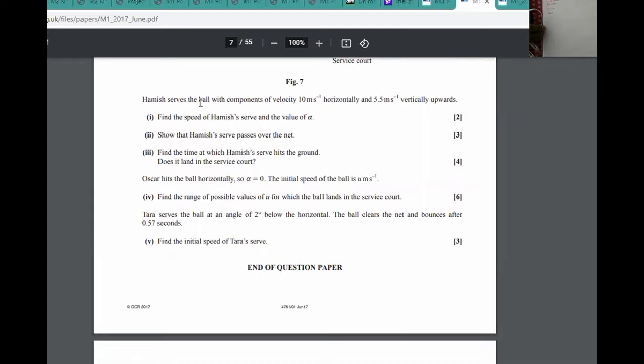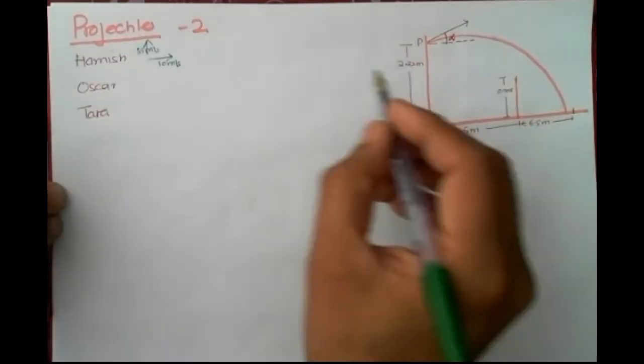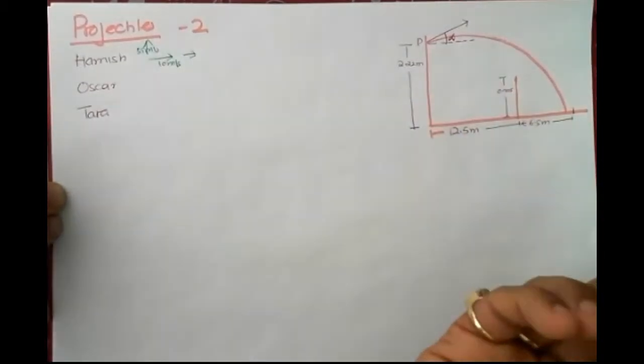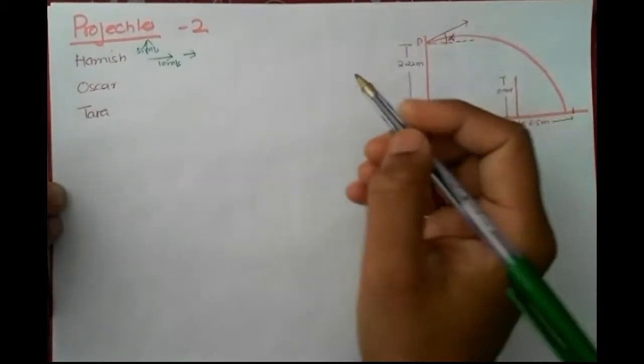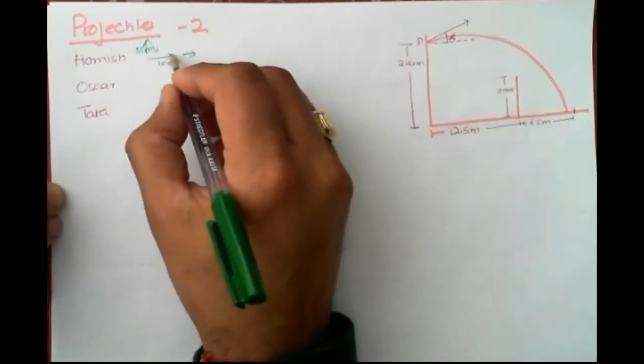Okay, so it says Hamish serves the ball with components of velocity 10 meters per second horizontally, and 5.5 meters per second vertically. Find the speed of Hamish's serve of the ball and the value of alpha. So what we need to do is work out Hamish's speed. Speed will be the magnitude of the velocity, so we find the resultant velocity and then find the speed.